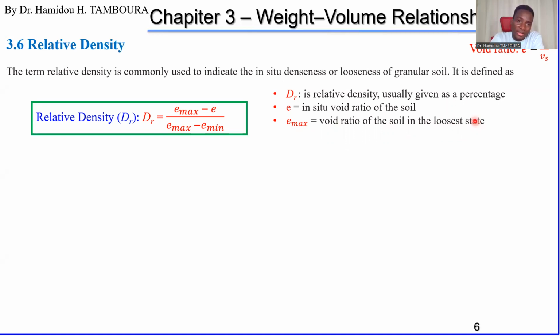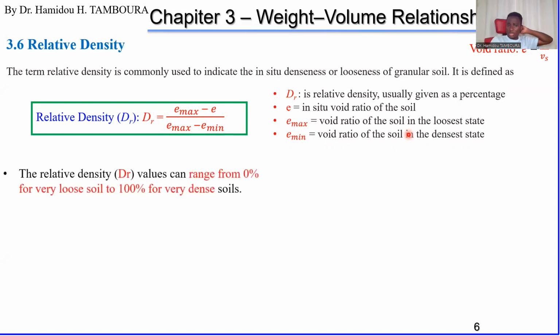I guess you can immediately guess what e min is, which is just the void ratio when the soil is at its densest state, when the soil is very, very dense. Then we get this minimum. In that case, the volume of void in the soil is very small. That's the meaning. These are the basic definitions of relative density.